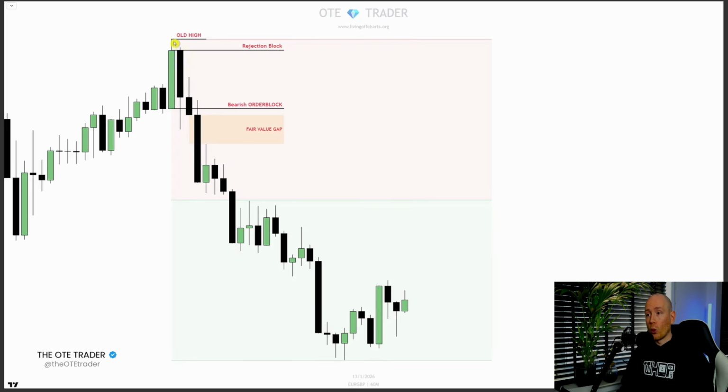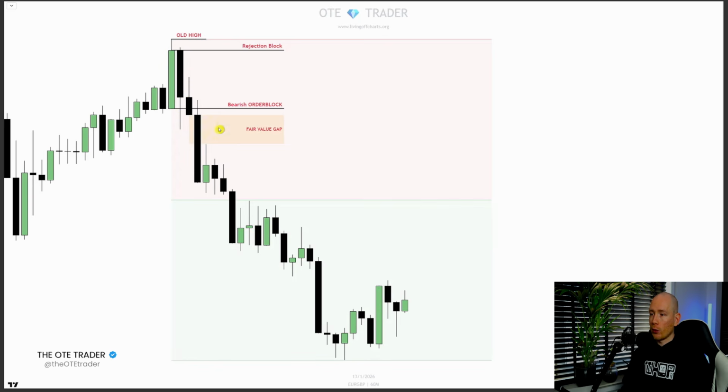Now, attached to an old high and a rejection block is a bearish order block. This is always connected, and if it's not visually very clear that this is an order block, you're probably using the wrong range or not marking up your chart correctly. I will go over order blocks later in the video, but make sure this is always very clear in your chart.